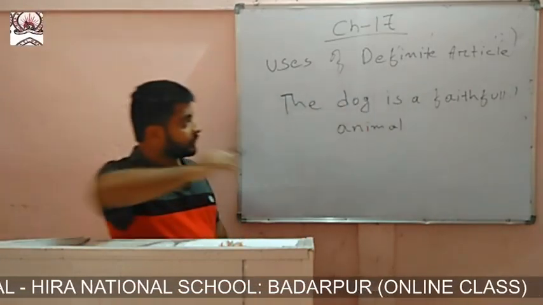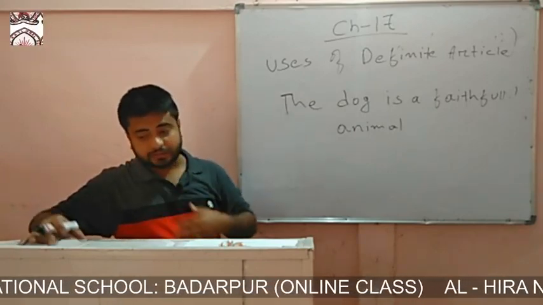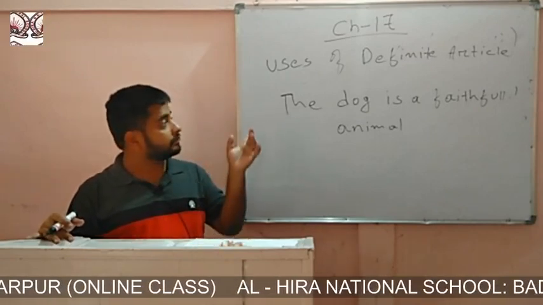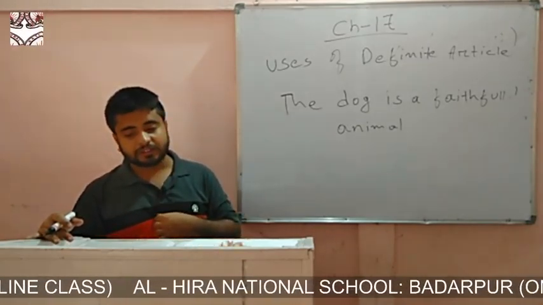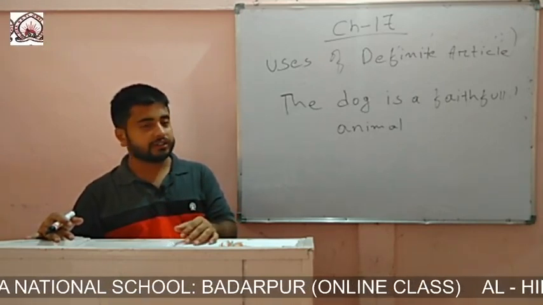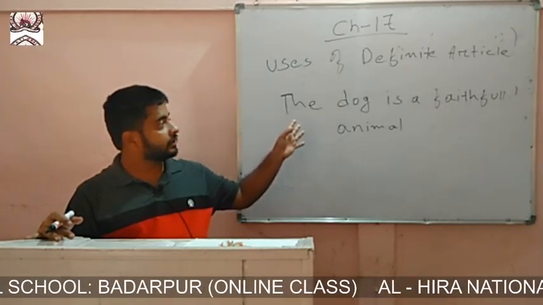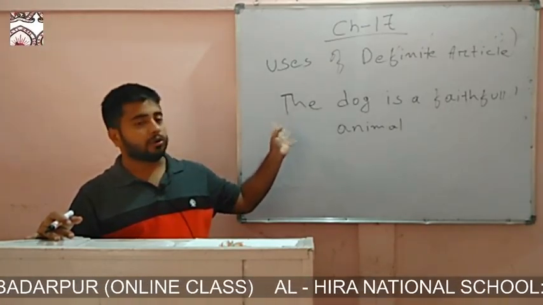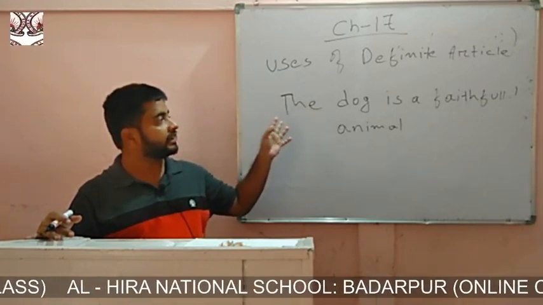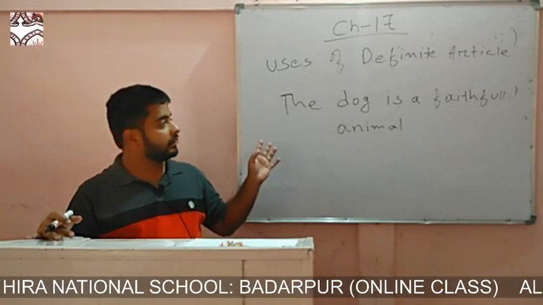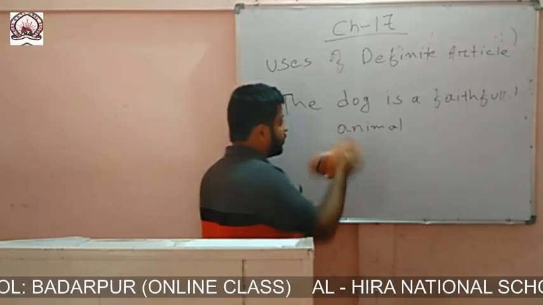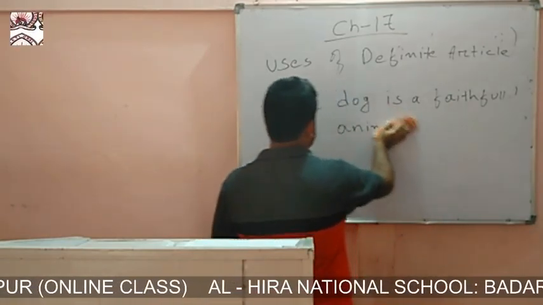So here, the dog, we are talking of a dog. Here we will use the before a singular common noun to indicate a whole class. Here dog is in general, it is representing the whole class. That means this particular dog is representing the whole class. So we have written that the dog is a faithful animal. So I hope you have understood this. Since it is representing the whole class, we have used the at the beginning.